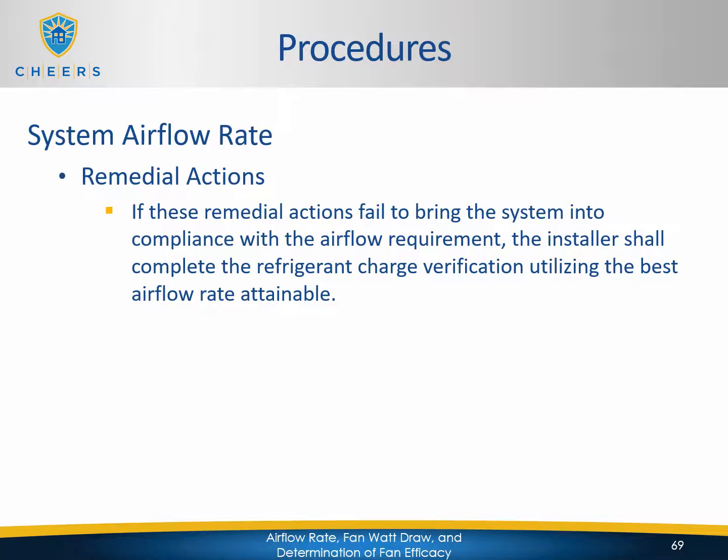If these remedial actions fail to bring the system into compliance with the airflow requirement, the installer shall complete the refrigerant charge verification utilizing the best airflow rate attainable. So essentially what this means is that regardless of what the airflow result is, you cannot fail this particular inspection. You're going to pass the airflow rate verification for refrigerant charge either by achieving the required airflow or by performing these remedial actions. So as long as one of those two things has been completed, the verification itself will be considered a pass regardless of the actual airflow rate.